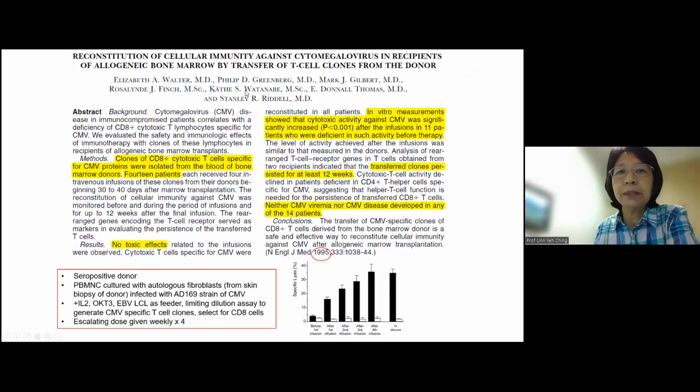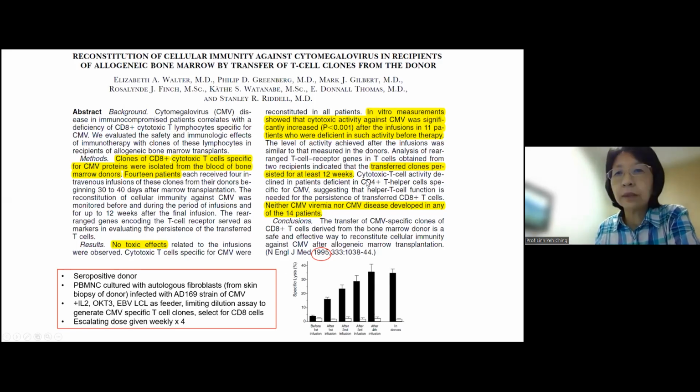So CMV disease is the most problematic virus infection after allo transplant, especially three decades ago. So there was no effective treatment for CMV. So this 1995 study is the earliest to generate CMV clones from donors using a tedious method. The CMV T cells were generated by repeated stimulation with CMV virus and with feeder cells and with cytokines, and the clones were selected by limiting dilution assay.